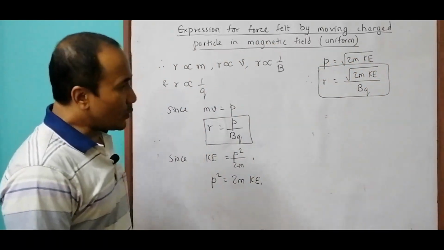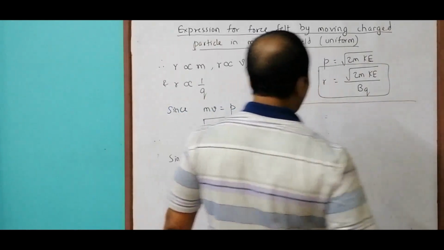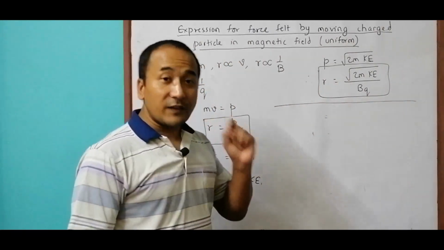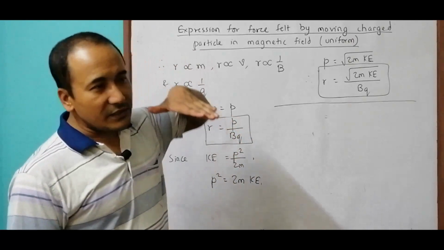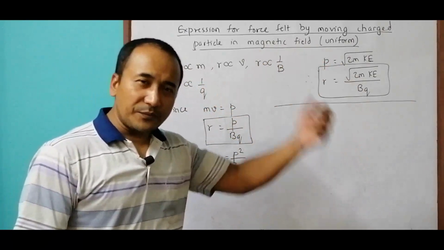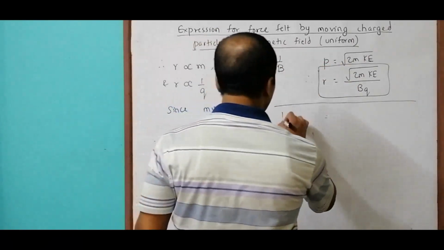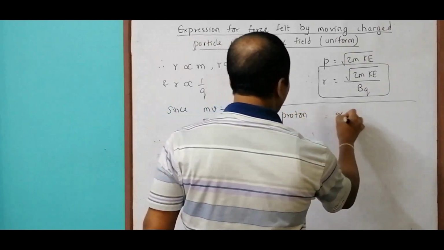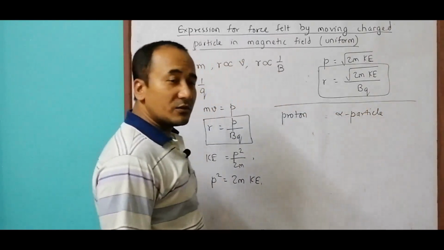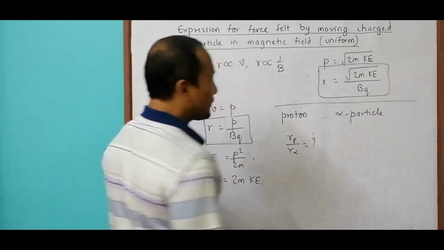So now we apply these conditions in certain questions like this. We are given a condition in which a proton and an alpha particle are entering the same magnetic field with the same velocity. We are required to compare the radius. One is a proton and one is an alpha particle entering the same magnetic field, and we have to compare their radii. So r of proton by r of alpha equals what?